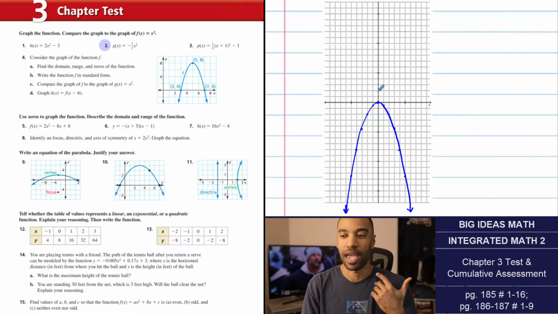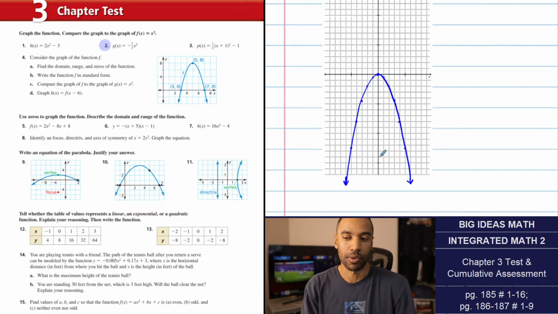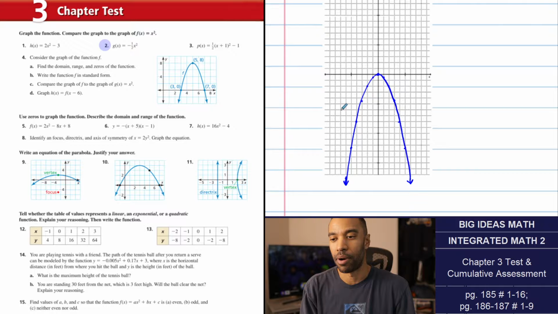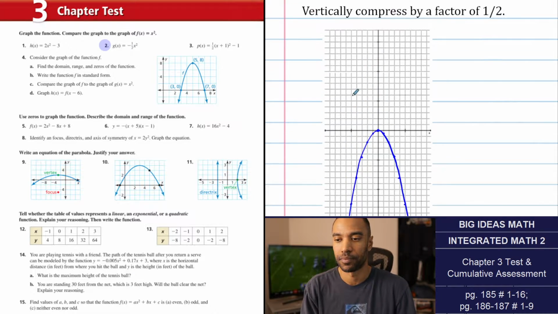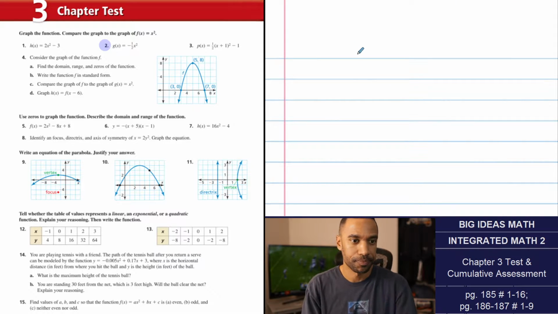So it's a reflection. It flipped it over, and it's compressed more so. It looks wider in your eyes because I only go as tall or short as the window fits, but everything's compressed. The y values are half the height that they would have ordinarily been. That's number 2. I'm kind of all out of room on that page. Let's move forward. Number 3.